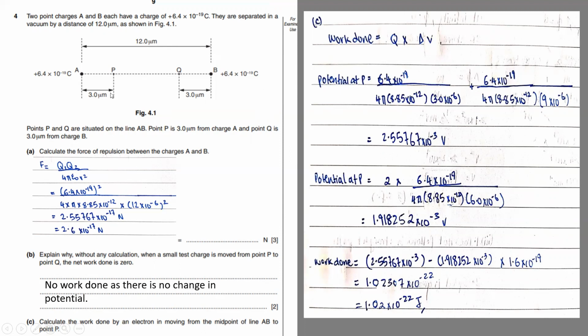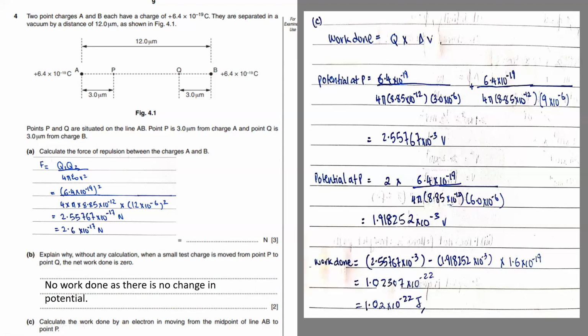Using the formulas that we've learned before, we just plug in the values, and you calculate the potential at P, which is 2.55767 times 10 to the power of negative 3. Then for the potential at the midpoint of AB, it's equidistant from both of them, so you can just take 2 times 6.4 times 10 to the power negative 19 over 4 pi times 8.85 times 10 to the power negative 12, multiplied by the distance, which is 12 micrometers divided by 2, which is 6.0 times 10 to the power negative 6. That will give you 1.918252 times 10 to the power negative 3 volts.